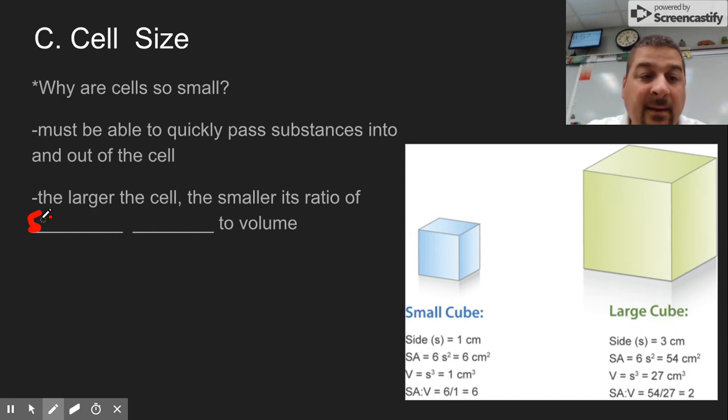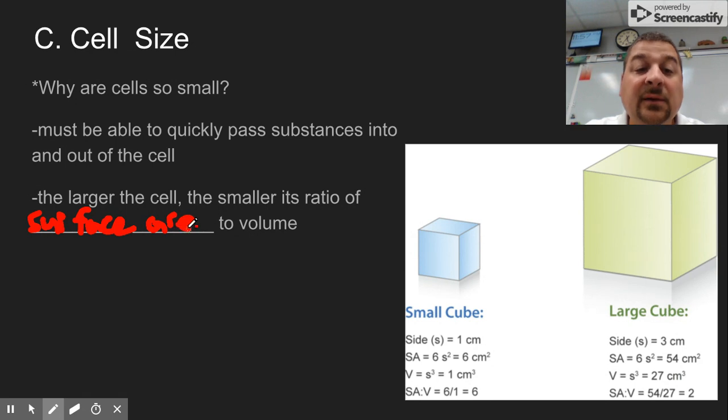Ooh, this can be really rough with this program, so hang with me. And this is really hard with the trackpad. Surface. Well, you know how to spell area.